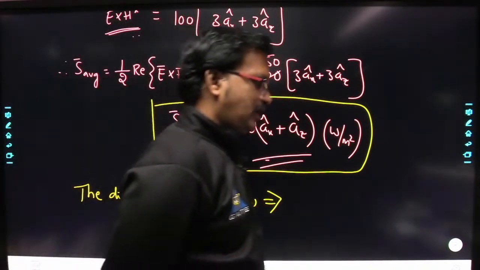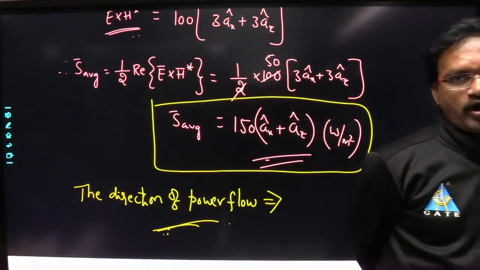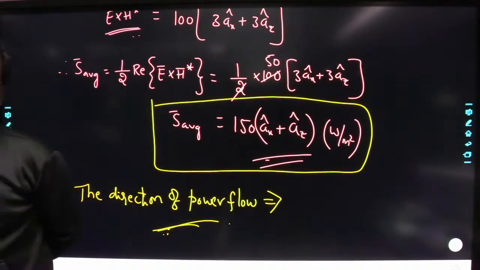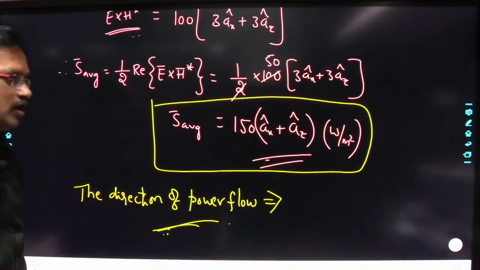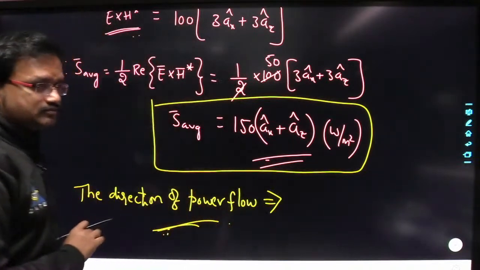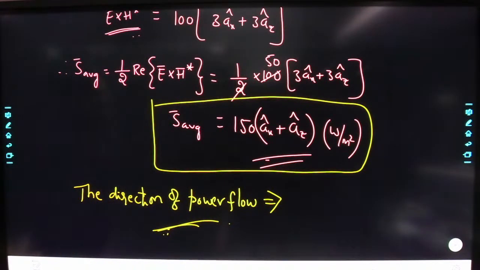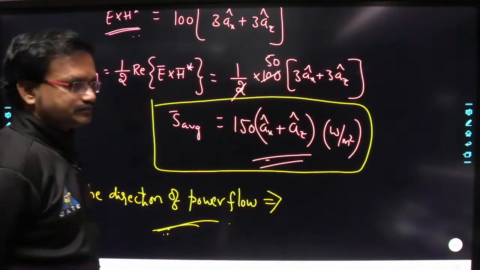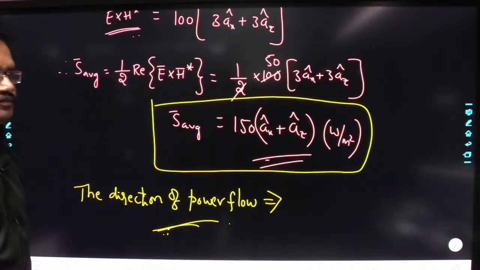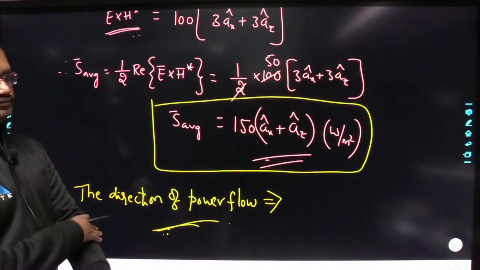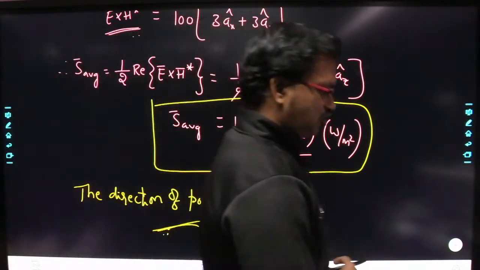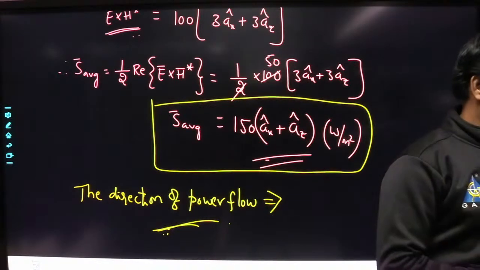We know that the time average Poynting vector will always point along the direction of wave propagation. So the power flow will always be along the direction of wave propagation. So now tell me, what is the direction of power flow in this case? Tell me, Selvaraj. What is the direction of power flow?